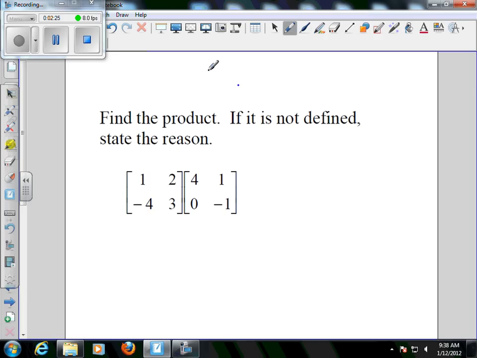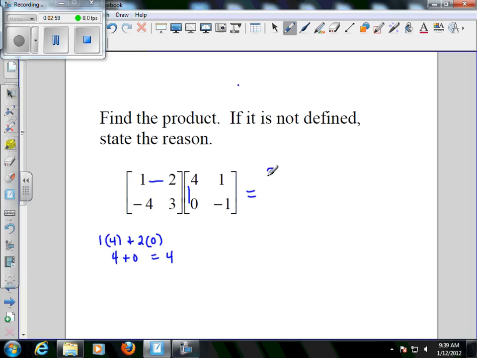We want to find the product of these matrices. We want to multiply them together, and if it's not defined, we need to state the reason. Now, what we do is we take the first row and multiply it by the first column. We multiply corresponding entries together. So we take 1 times 4 and add to it 2 times 0. Multiply corresponding entries and add them together. So we get 4 plus 0, which is 4.